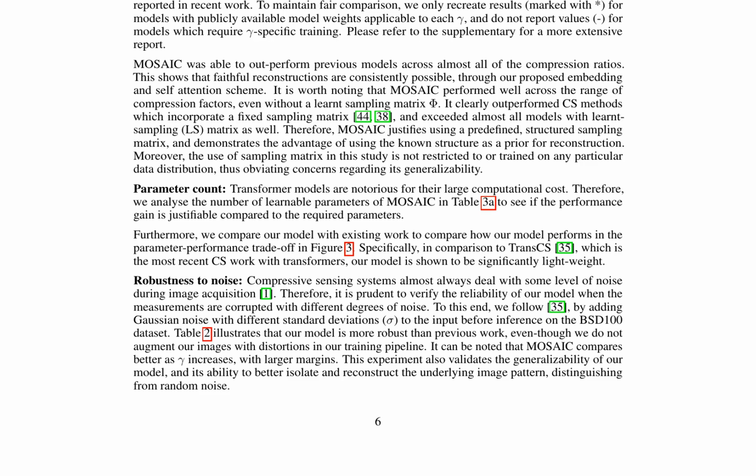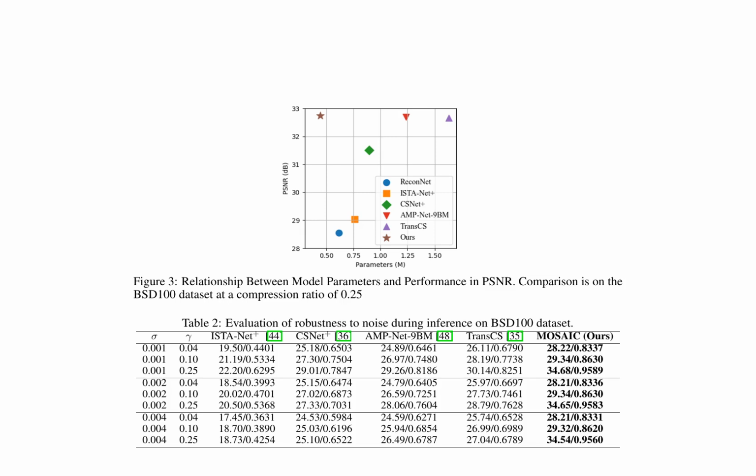Moreover, the model exhibits robustness to noise, showing improved performance over previous work even when measurements are corrupted with Gaussian noise. The experiments validate the generalizability of the model and its ability to effectively isolate and reconstruct the underlying image pattern, distinguishing it from random noise. Here is the combined summary.